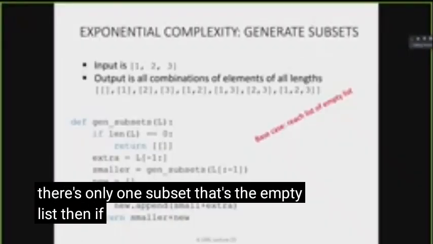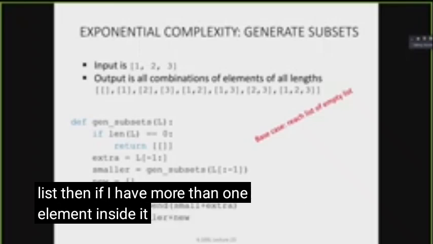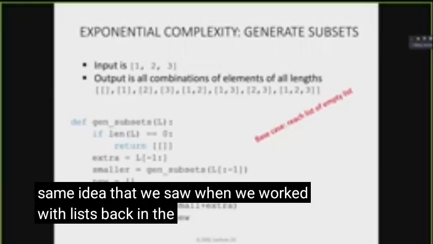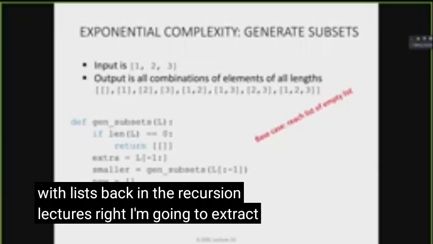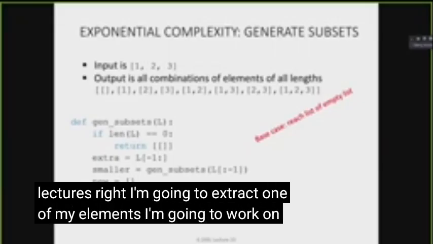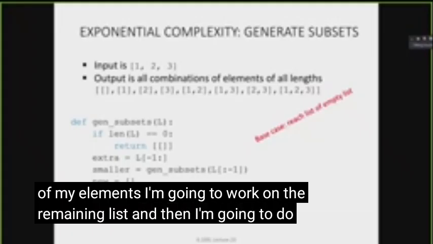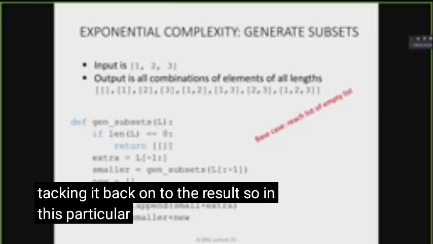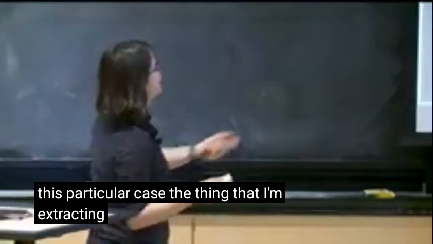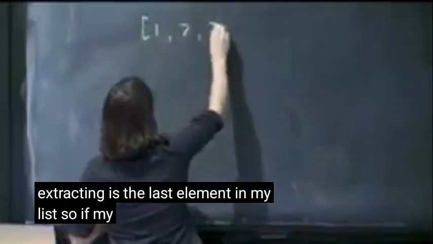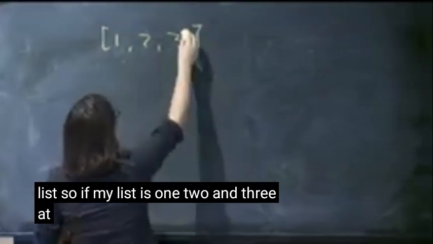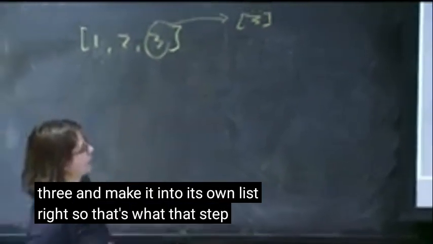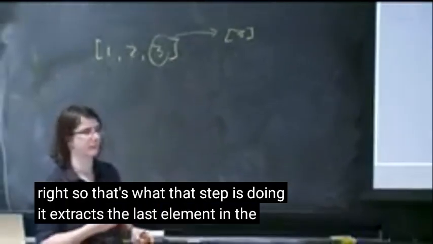Then, if I have more than one element inside it, I'm going to do the same idea that we saw when we worked with lists back in the recursion lectures. I'm going to extract one of my elements, I'm going to work on the remaining list, and then I'm going to take that element and tack it back onto the result. In this particular case, the thing that I'm extracting is the last element in my list. So if my list is 1, 2, and 3, at this step I'm going to extract the 3 and make it into its own list. Right? So that's what that step is doing. It extracts the last element in the list.